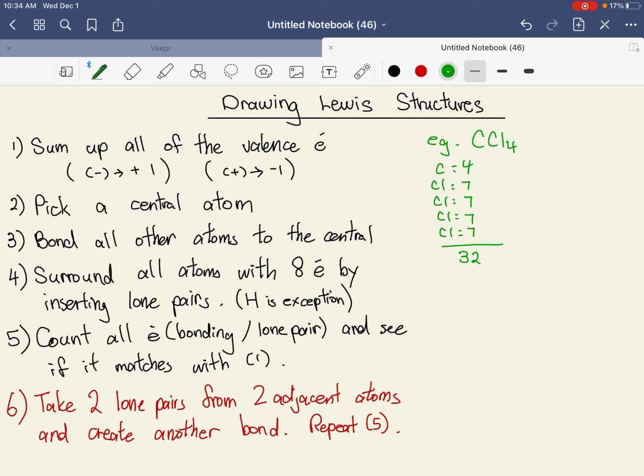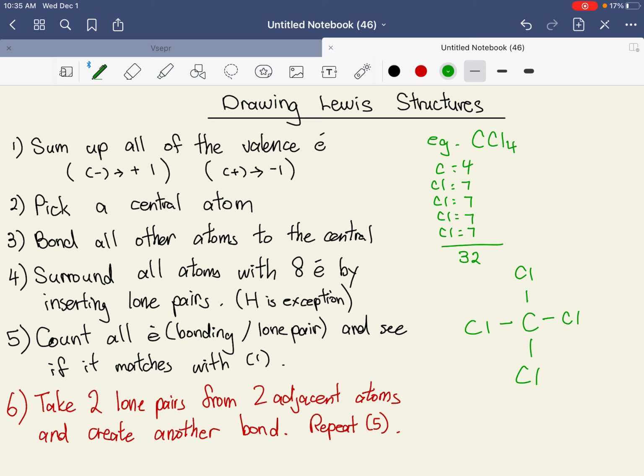All right, so let's do this. Pick a central atom. You know what? I'll pick carbon. Now, why did I pick carbon? Another thing that I like to do is pick the atom that has the least amount. That kind of works too. Again, this is always by experience. Number 3. Bond all the other atoms to the central atom. I'm going to bond all the chlorines to this central atom. Done. Number 4. Surround all atoms with 8 electrons.